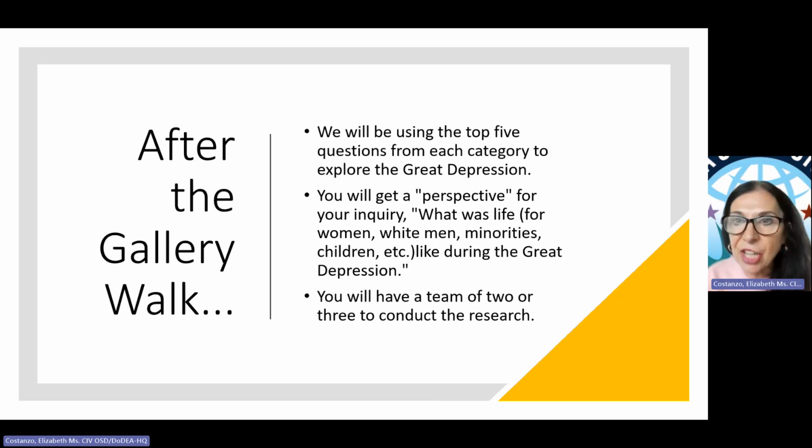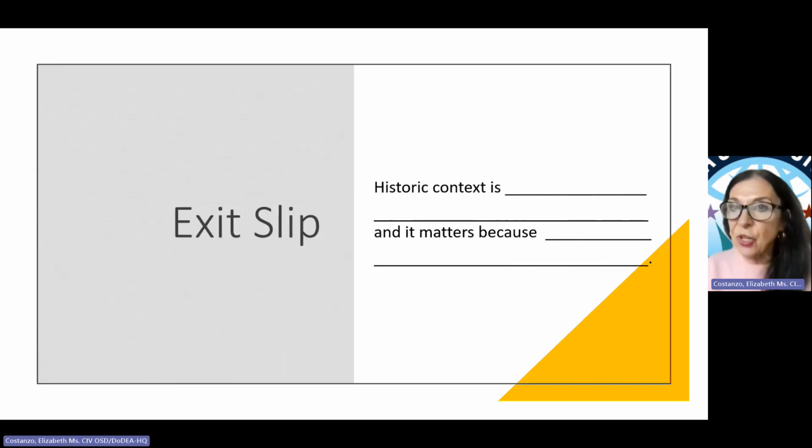You guys did an outstanding job on our silent gallery walk today. So before class ends, we've got about 5 minutes. Here's your exit slip for today. What I'd like for you to write on this exit slip is using the sentence stem, historic context is, and it matters because. All right, so let's finish that up. And you got a few more minutes before the bell rings. Thank you so much. Great. Start writing.